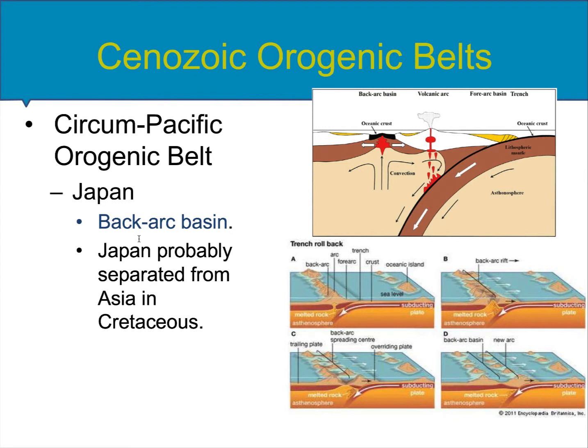First, looking at the Japan part of this. One interesting thing is that Japan has a back-arc basin. And what that means is that there's a mid-oceanic ridge, a spreading center behind the arc, and that's in the Sea of Japan. And Japan was probably attached to Asia during the Mesozoic, and then in the Cretaceous time, it was separated, probably by something called trench rollback.